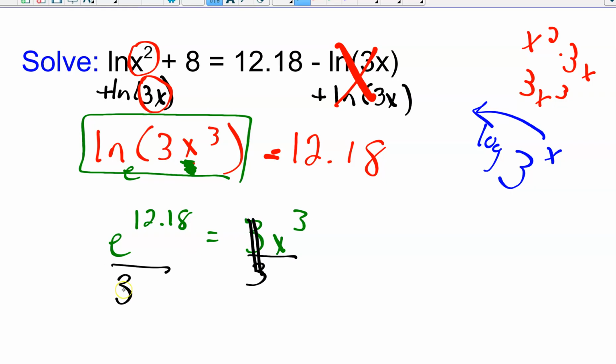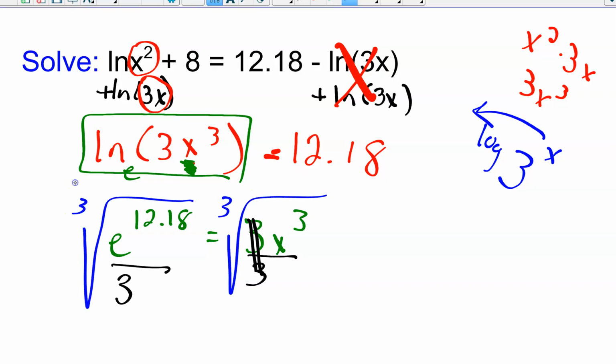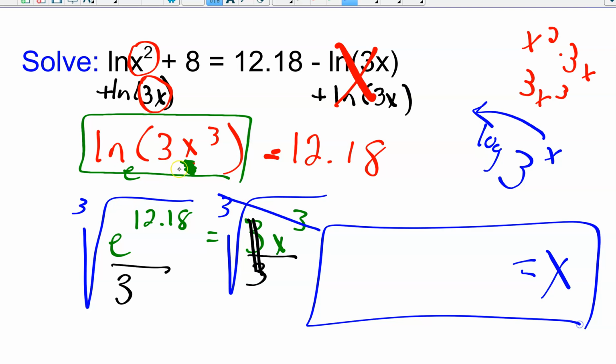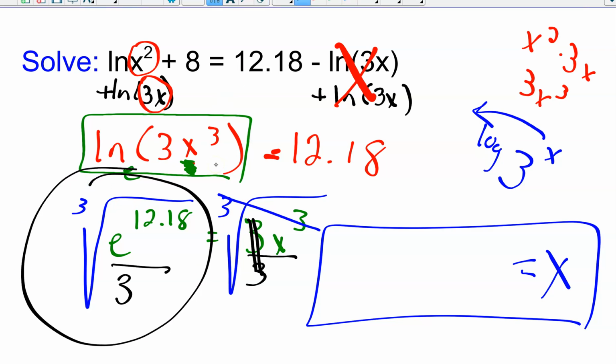And I'm just going to leave this alone. I know it's a number, but I don't want to do anything with it yet. And then how do you undo a cubed? You cube root. And then that's going to take care of that, and I'm going to have x equals whatever this right here is. I'm going to put that in my calculator right now.